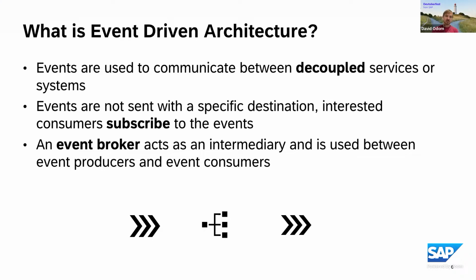So what does that mean in a little more detail? There's a strong degree of decoupling here. So the communication between these services or systems is decoupled. Events aren't sent to a specific destination. To contrast this, it's not like a point-to-point API call where you make a synchronous request to some specific target and you get a response. Instead, as already mentioned, you just emit events saying what happened inside of your system. And then the interested consumers can subscribe to those events. And that's typically with a pub-sub communication pattern. And lastly, we have an event broker that's acting as an intermediary. It's used between the event producers and event consumers, also playing to that decoupling story.